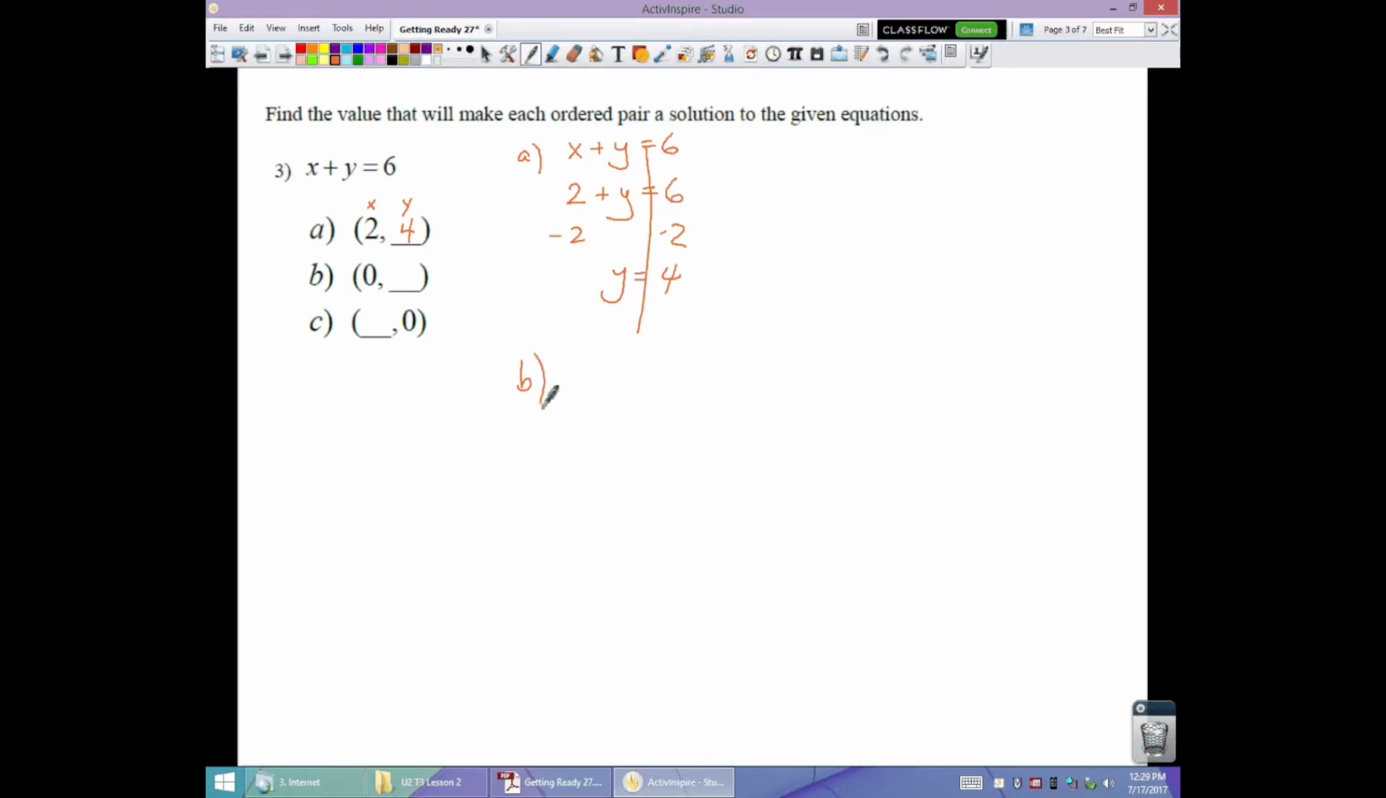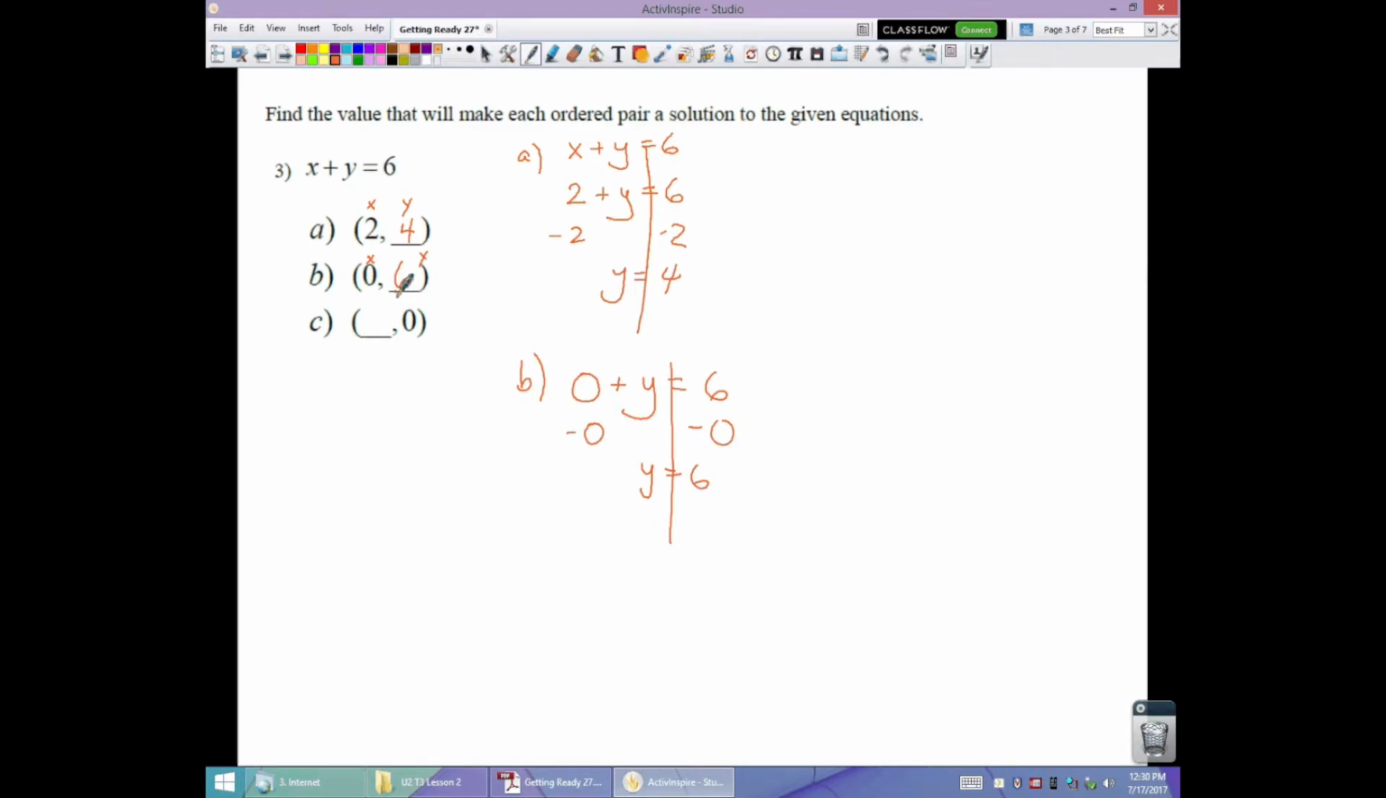B, I'm given 0 for the x. I don't know the y. So substitute 0 for x. Keep y a variable. Hopefully, you don't even have to show this step, but to make it look like all the rest, if we subtract 0 from both sides, we are left with 6.